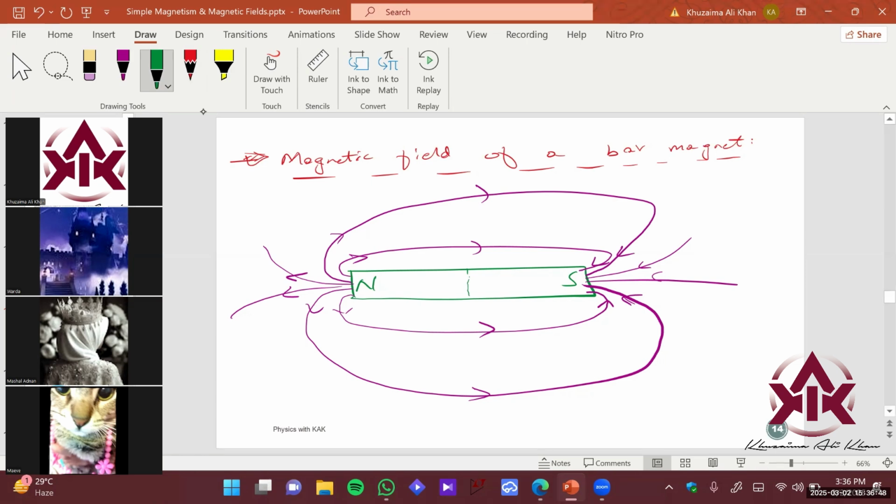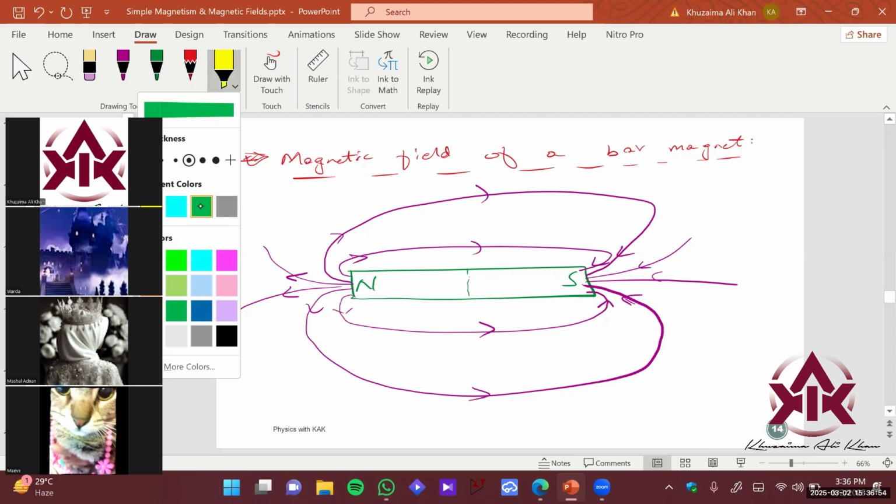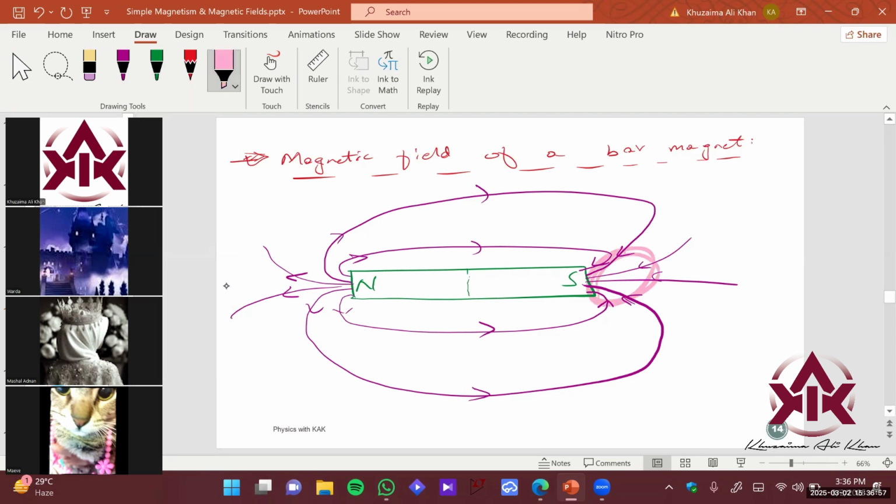Now, an important point over here is that the closer the field lines are, you can see the field lines are pretty close here, and the field lines are pretty close here, right? So this is a very important point. The field lines are dictating the magnitude of force.